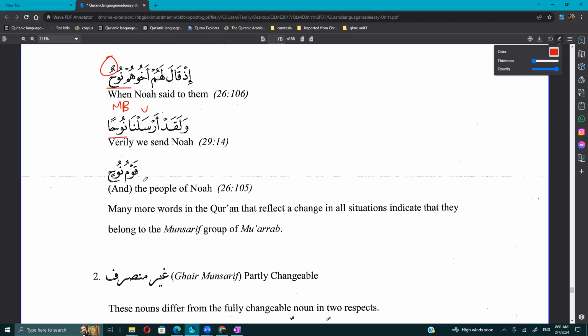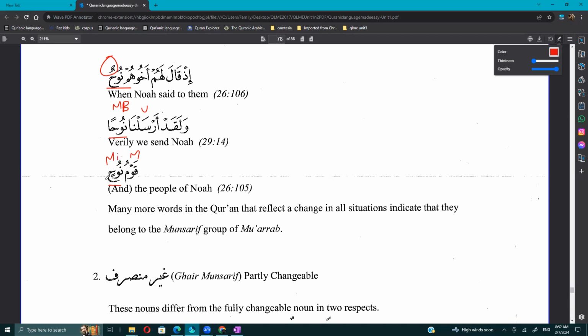Okay? And now we have qawmu Nuhin. Can someone tell me why Nuhin has a kasra here? It's the people of Nuh, a mudaf ilayhi combination. Very good. Others also try to answer. Qawmu is mudaf and Nuhin is mudaf ilayhi, right?